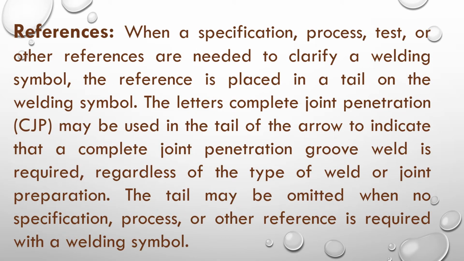References. When a specification, process, test, or other references are needed to clarify a welding symbol, the reference is placed in a tail on the welding symbol. The letters Complete Joint Penetration, or CJP, may be used in the tail of the arrow to indicate that a complete joint penetration groove weld is required, regardless of the type of weld or joint preparation. The tail may be omitted when no specification, process, or other reference is required with a welding symbol.